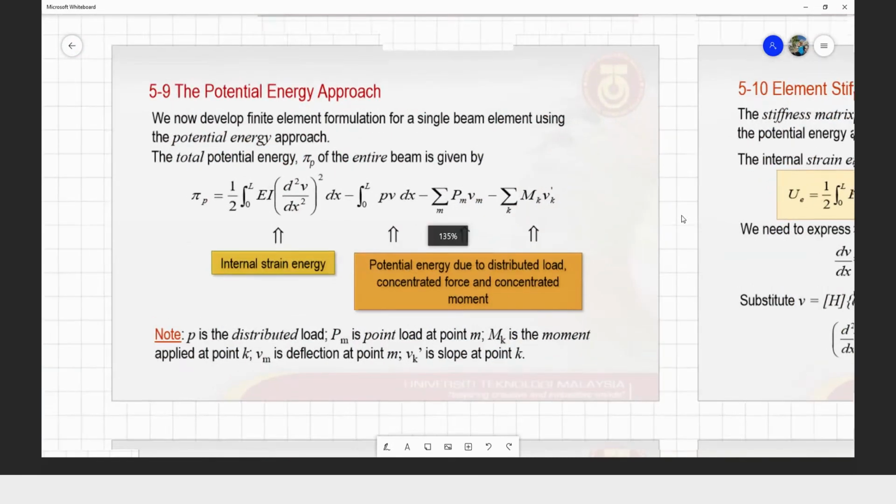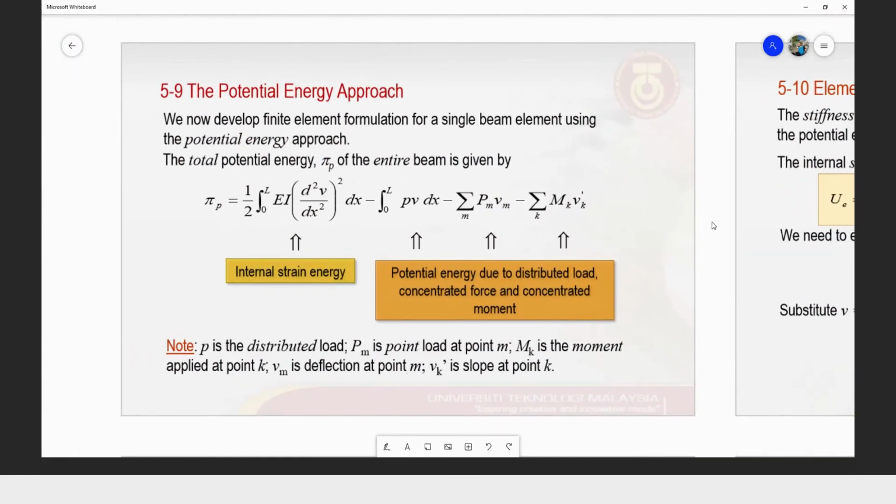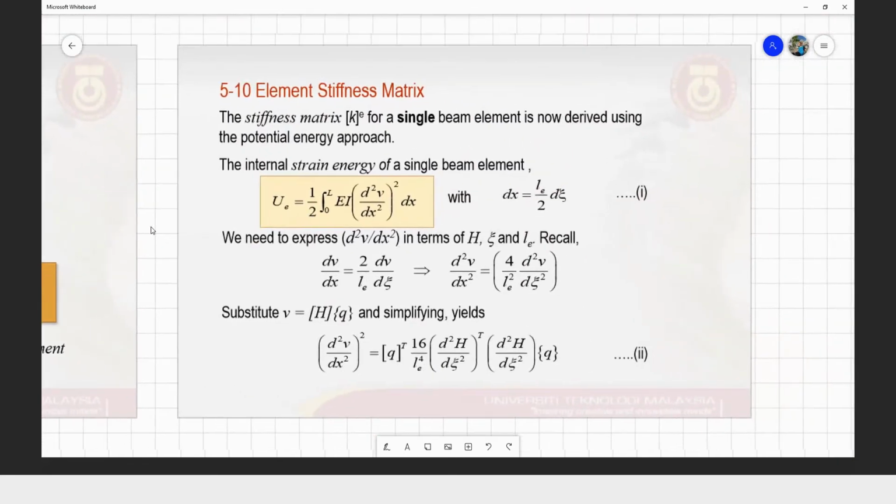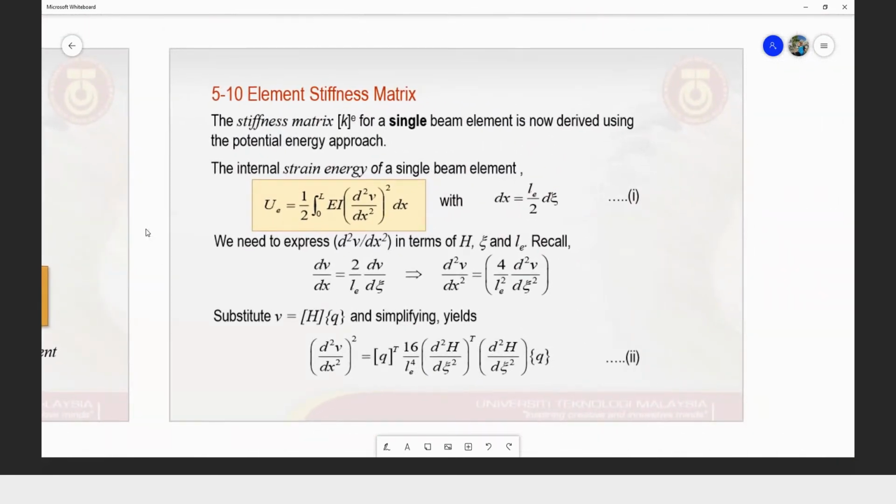So sama juga dekat sini, we apply potential energy approach to solve beam structures. Then to solve for the element stiffness matrix, untuk derivekan element stiffness matrix, we use the internal strain energy equation in our potential energy equation. Dan bila kita bekerja dekat situ, yang ni kita tak pernah tanya dalam exam ataupun test for you to derive, but it's better to know how or where this element stiffness matrix can be derived from.